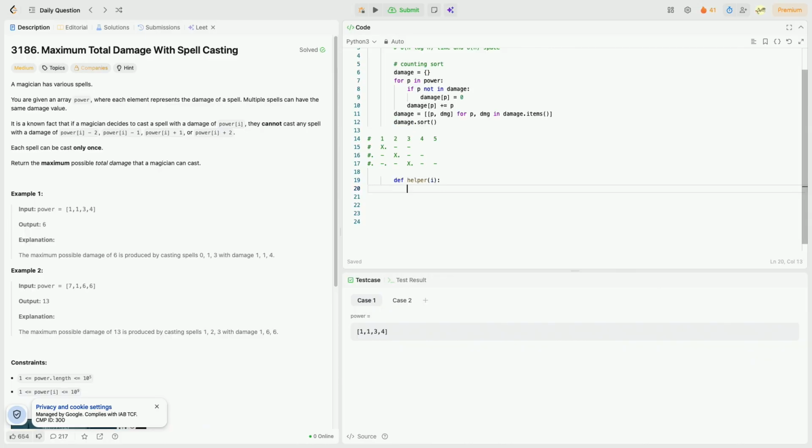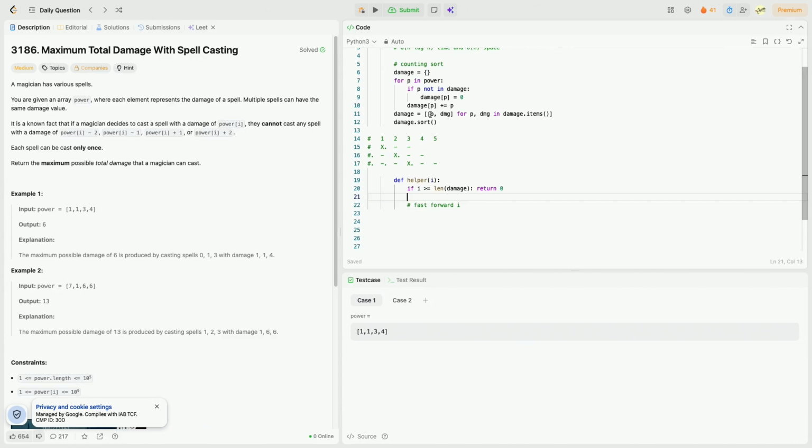So let's deal with the base case first. If I is larger or equal than the length of damage, well, then the damage is going to be 0. That we will do. Now, however, we need to fast forward the index if the damage value at the current index is smaller or equal to the one that we currently have.